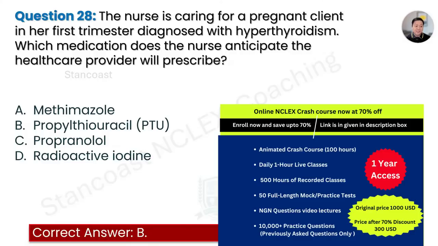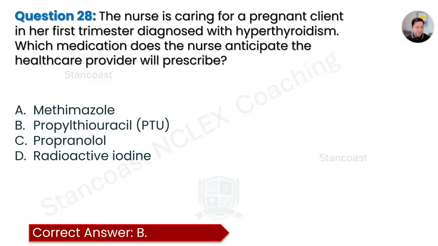For letter C, this is an incorrect option because propranolol is used to manage symptoms of tachycardia, but does not treat hyperthyroidism. And letter D, another incorrect option. The radioactive iodine is contraindicated in pregnancy due to the harmful effects on the fetus. Again, take note about our case. This is asking about a case of a pregnant client in the first trimester of pregnancy.